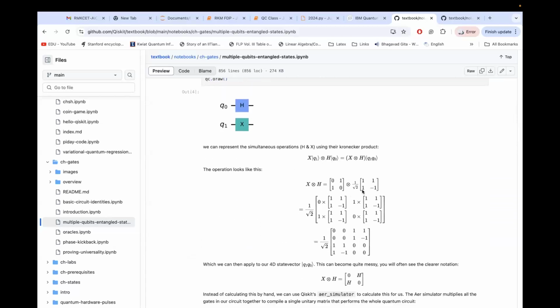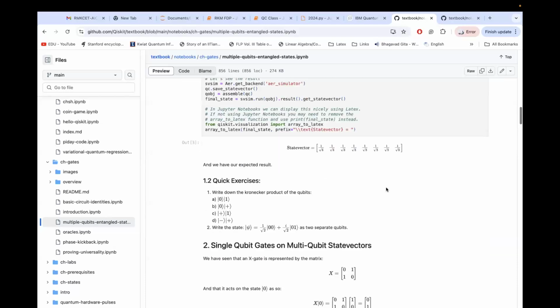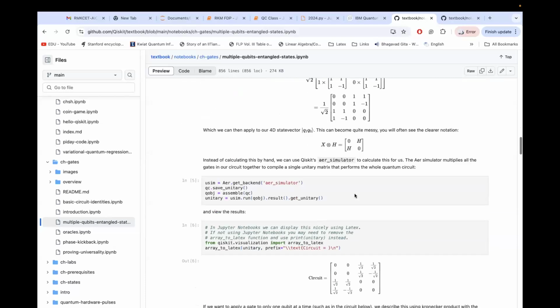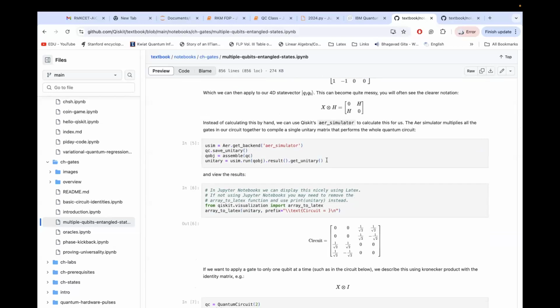And when you apply the Hadamard operator, it is given by this matrix: 1 by root 2, 1, 1, 1, minus 1. So this is what you are going to get. And if you are using this array to LaTeX command, I already told you, you can use it to represent both the quantum state as well as the gate.